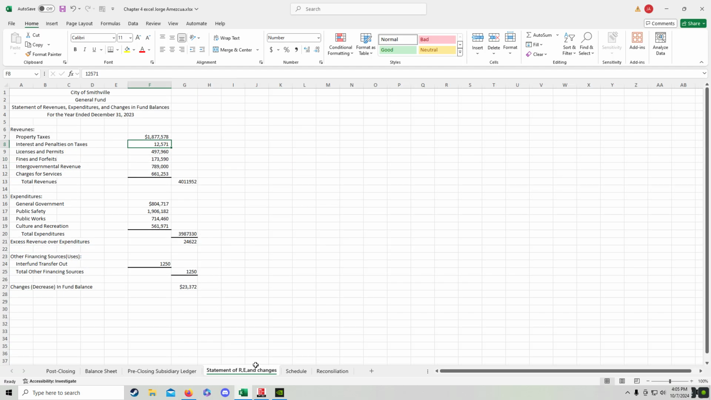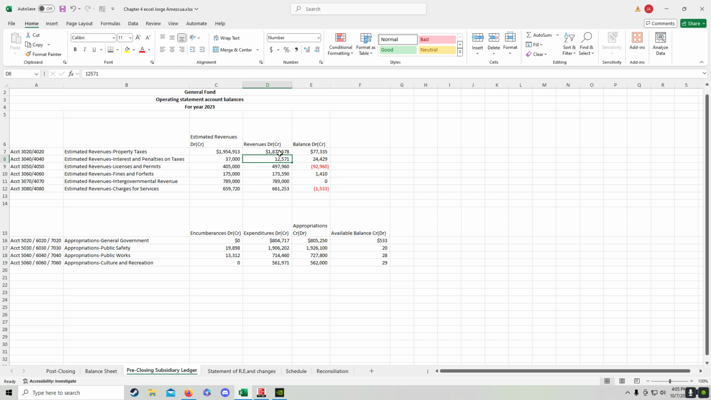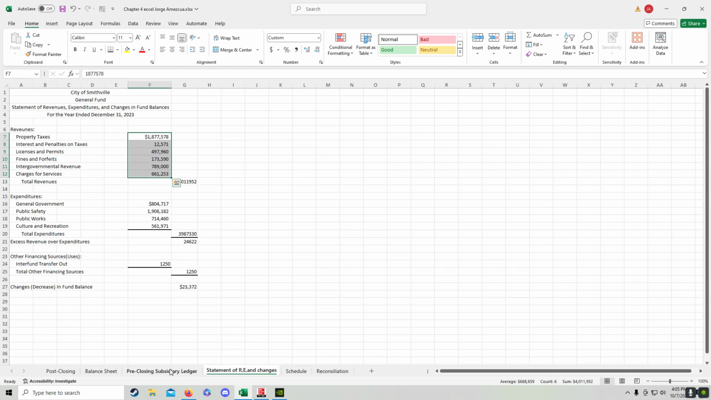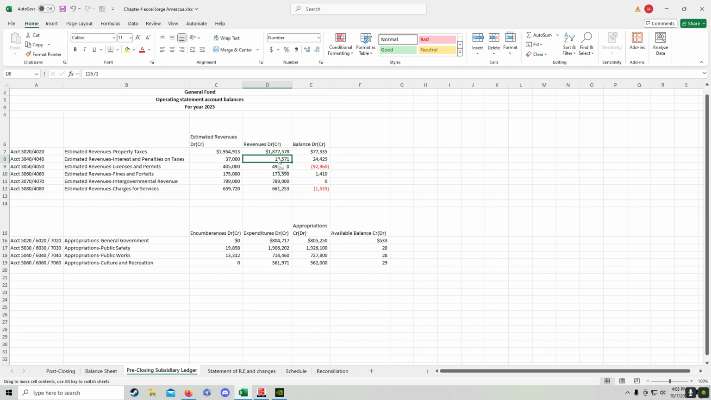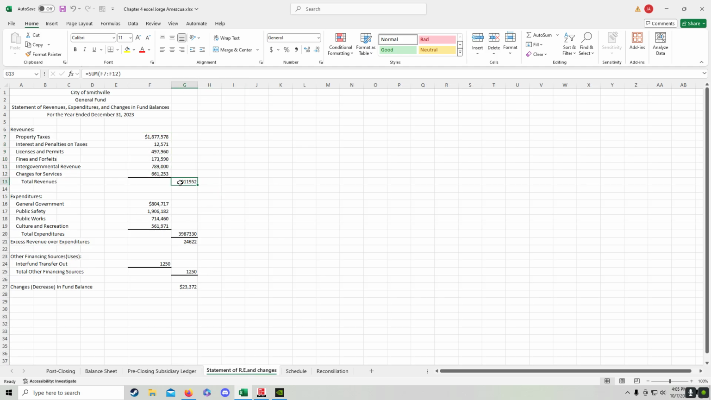For the statements of revenues and changes in fund balances, I began by listing off all of the revenue accounts and listing off a total revenue, and I got these six numbers from the post-closing subsidiary ledger, and they are equivalent to V6, and I sum these six up together to get this.